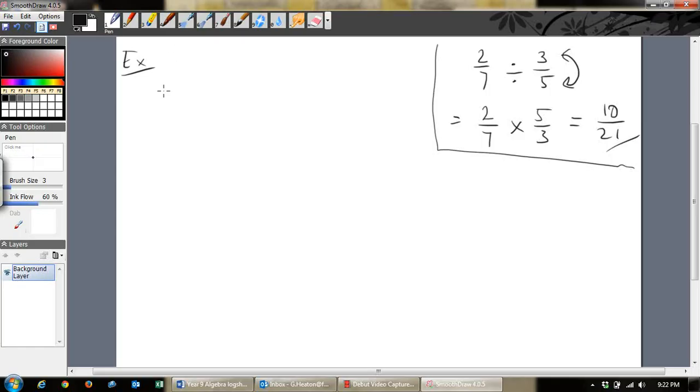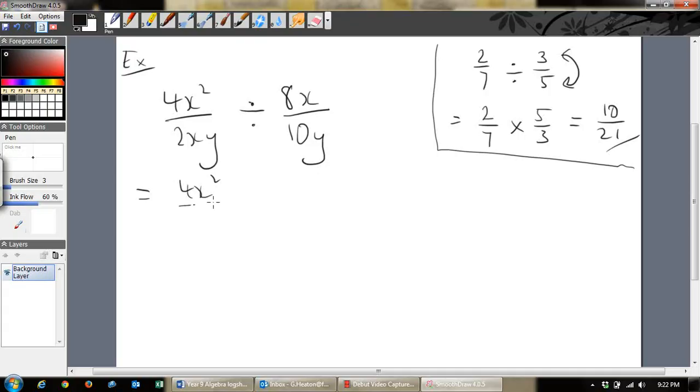Let's just have a look at an example. Okay, so 4x squared over 2xy divided by 8x over 10y. Okay, let's just do this one here. So first things first, let's flip that divide into a times. So I've got 4x squared over 2xy times, and this second fraction gets flipped upside down, so 10y over 8x.